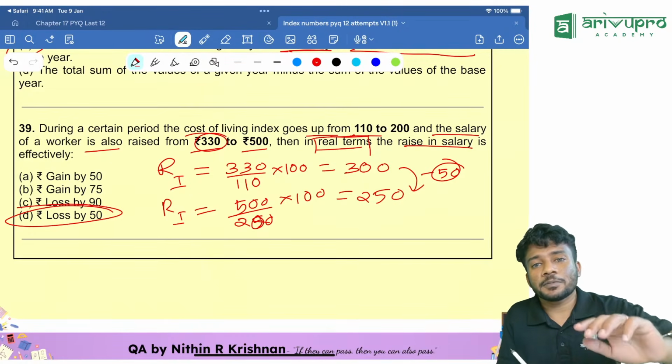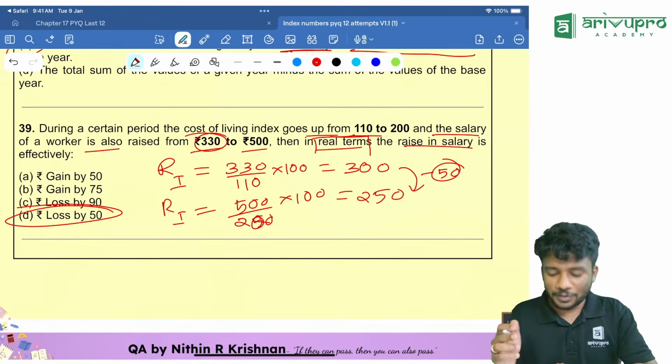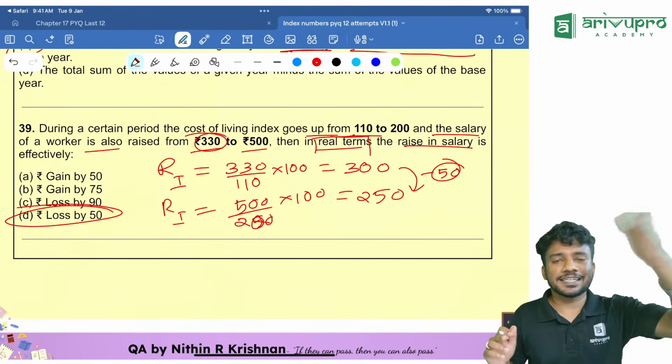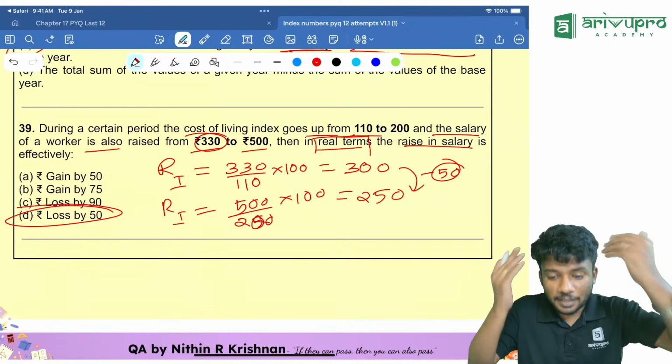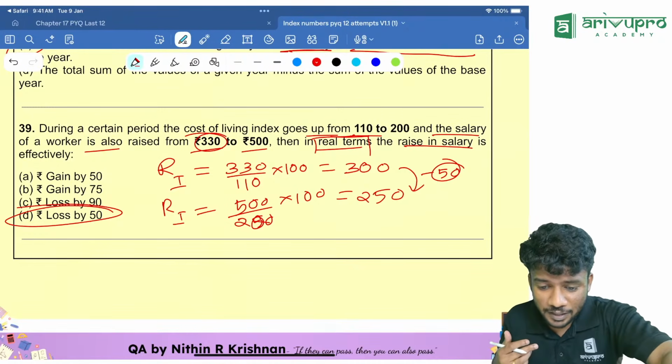So tell me how to remember the formulas. The best way to remember formulas is to write them on a sheet of paper or a chart paper, stick it on the wall, see it every day. You will remember it and regularly revise. That's the best way.